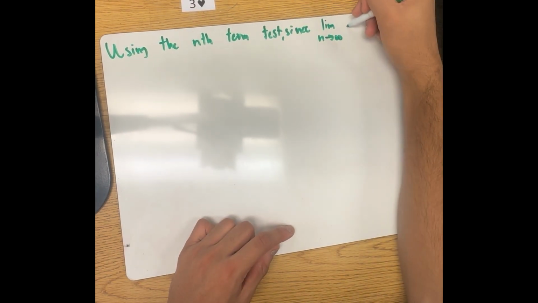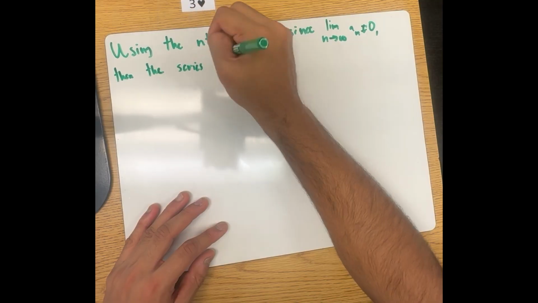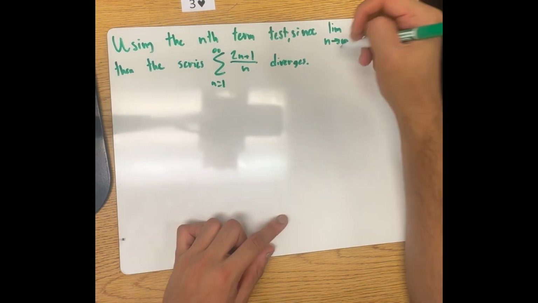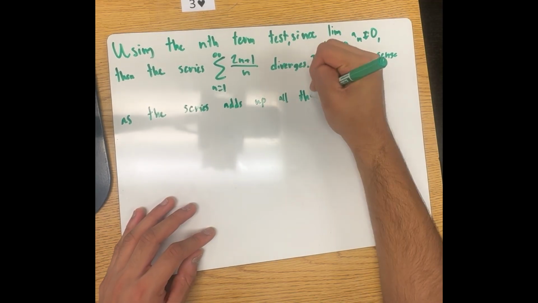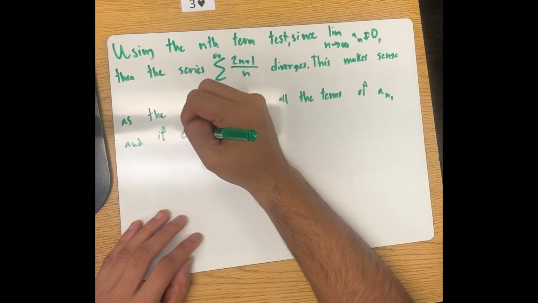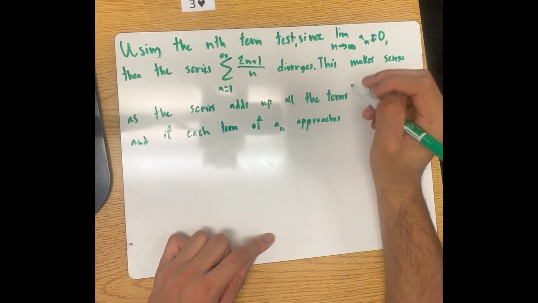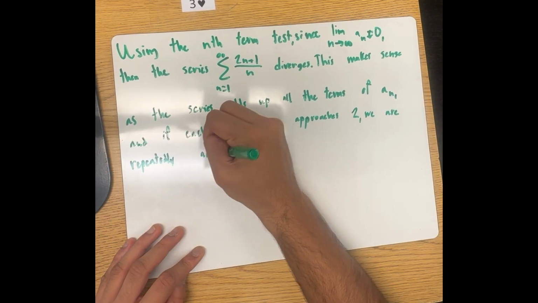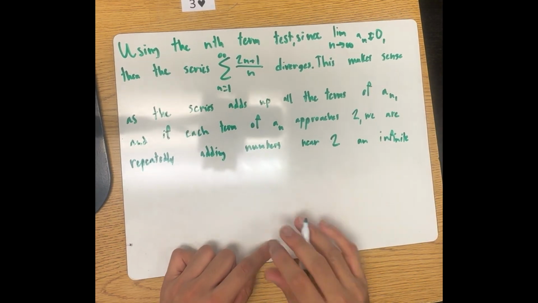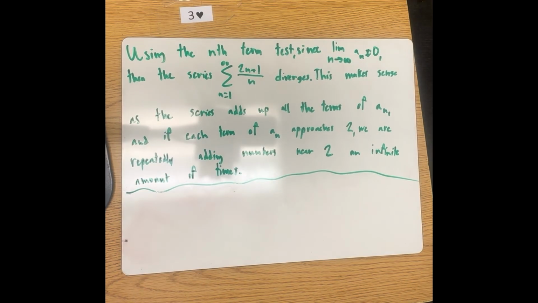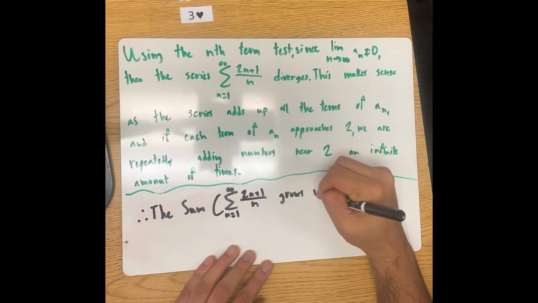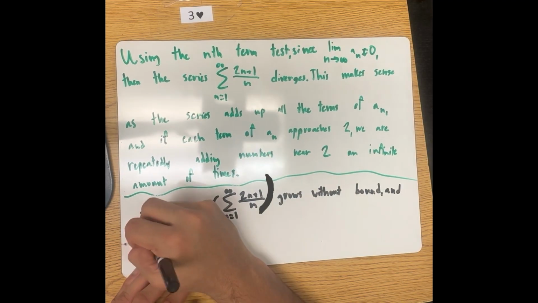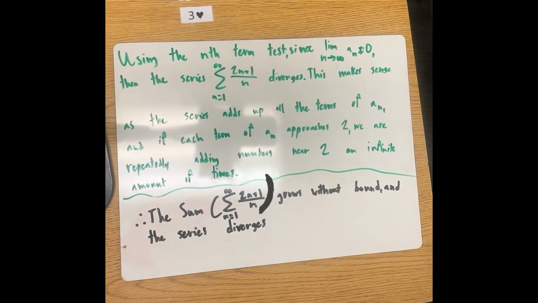Using the n-term test, since the limit as n approaches infinity of a sub n is not equal to 0, the series, the sum from n equals 1 to infinity of (2n plus 1) over n, diverges. This makes sense as the series adds up all the terms of a sub n, and if each term approaches 2, we are repeatedly adding numbers near 2 an infinite amount of times. Therefore, the sum grows without bound, and the series diverges.